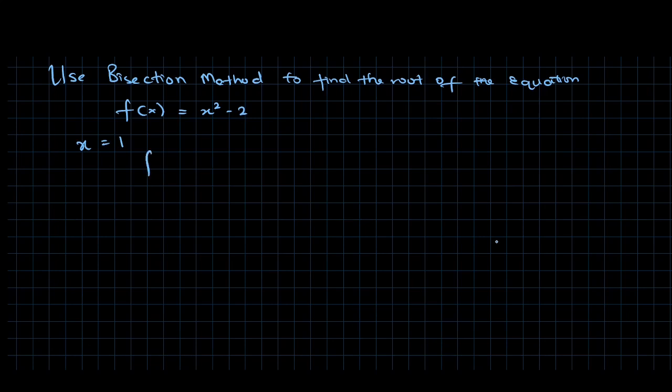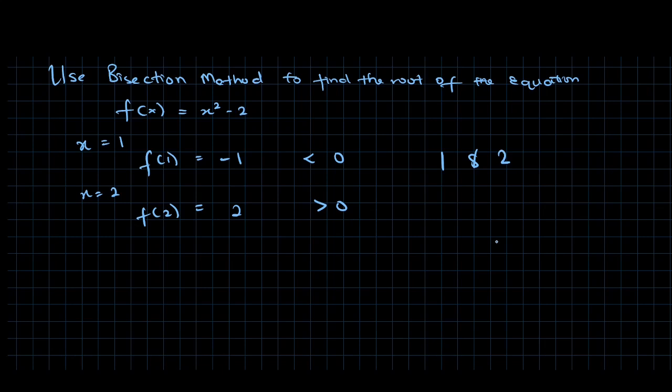Let me just explain it. So f of 1 equals 1 squared minus 2, which is minus 1. You can see minus 1 is less than 0. Now let's try x equals 2. At that, we're going to have f of 2. So that will be 2 squared, that's 4, minus 2. That is 2. 2 is greater than 0. So at this point, there's a sign change. Therefore, the root lies in between 1 and 2, x equals 1 and x equals 2, because there's a sign change in between them.